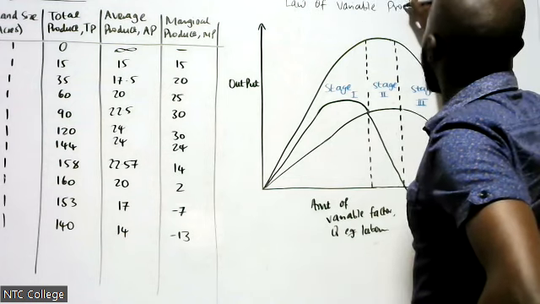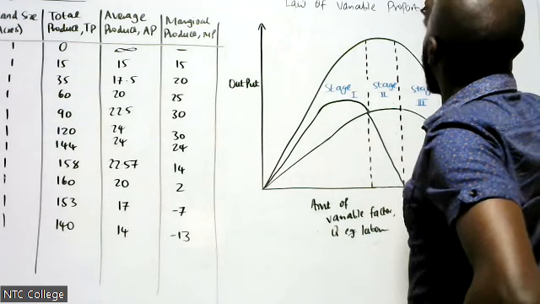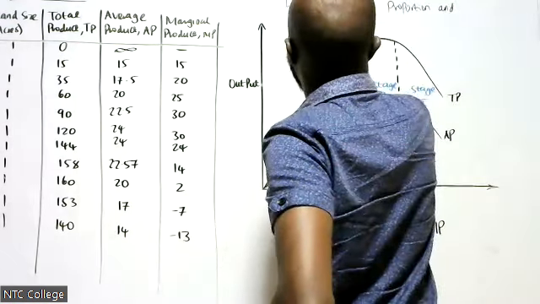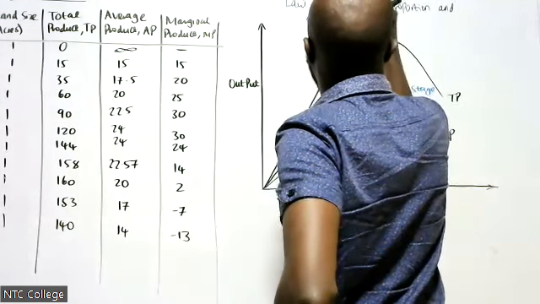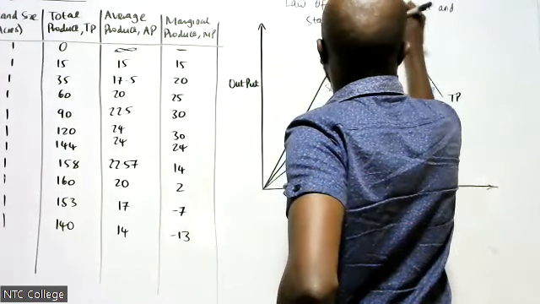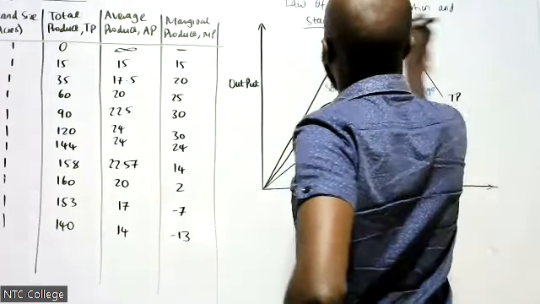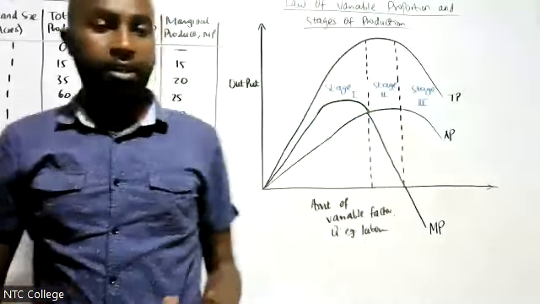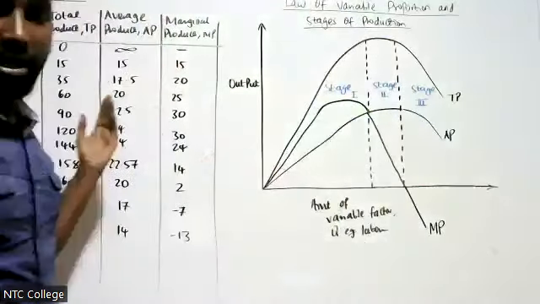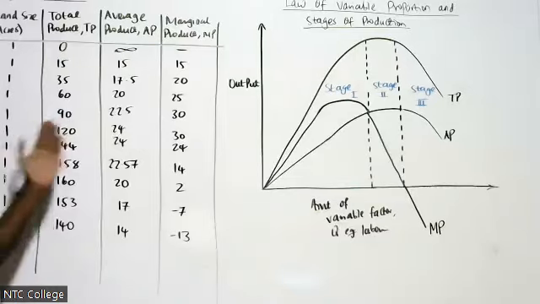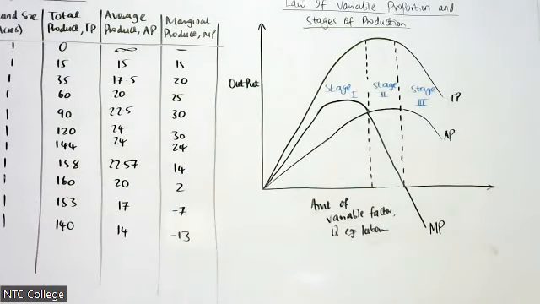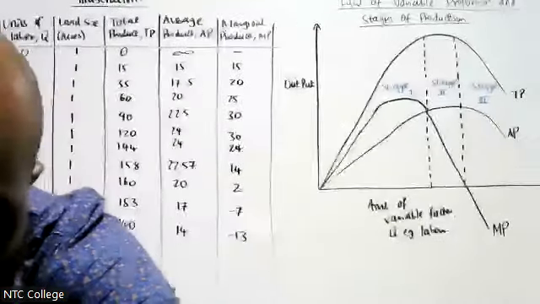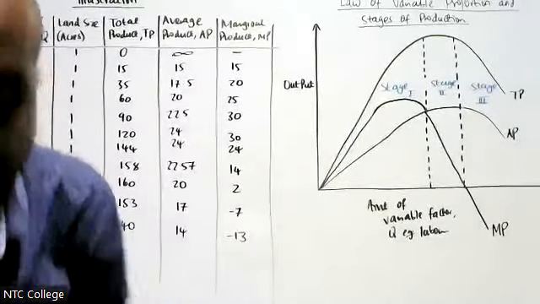Law of variable proportion and stages of production. So basically, what we're saying is that this law of variable proportion can be proven with two scenarios, with a schedule here and with a diagram that we have just produced there. So I want to explain the three stages of production using that particular diagram.